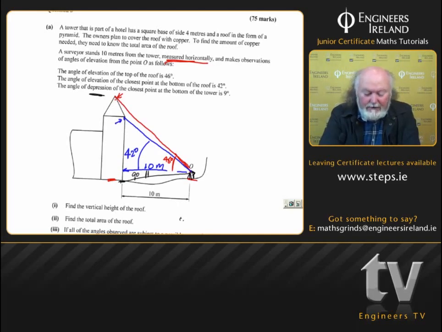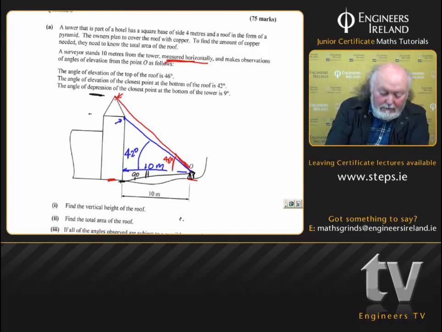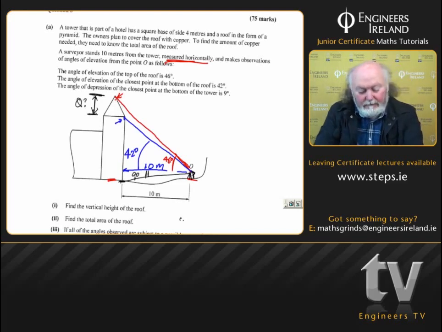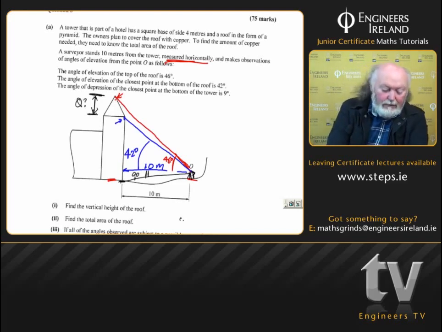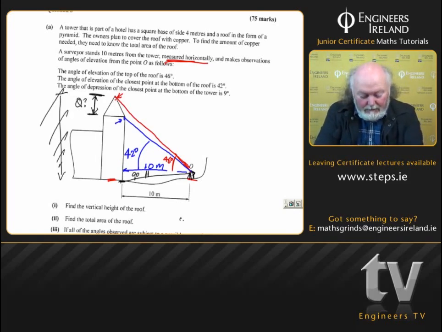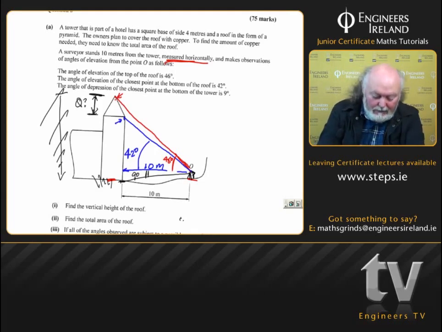We're asked to find the vertical height of the roof. Think about it. You're being asked for this question. You're not being asked for that. And that's important because it allows us to throw out one piece of information. What's the next thing they're going to look for? Find the total area of the roof. Again, that doesn't require information down here.